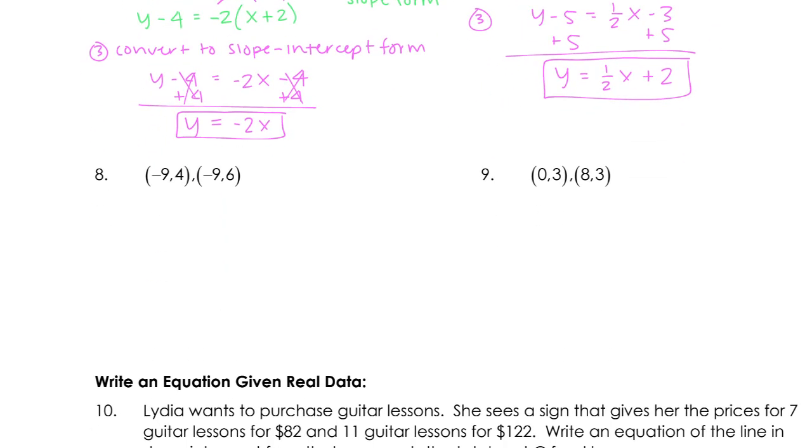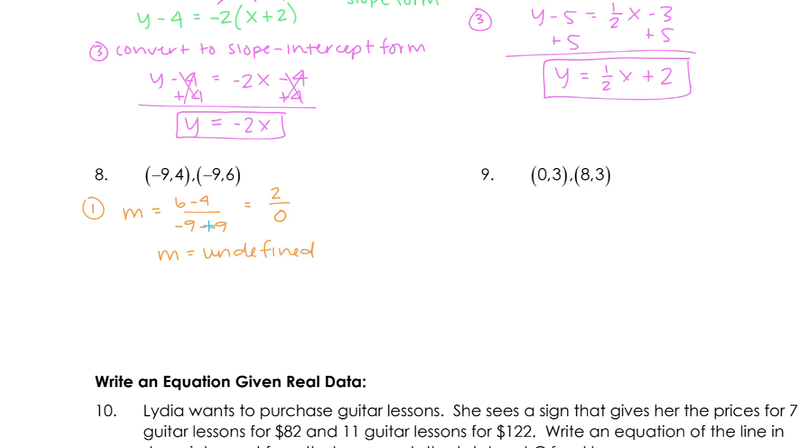Next, we have 8 and 9. So again, step 1, find the slope first. So m equals 6 minus 4 over -9 minus a -9. We have some double negatives there to clean up. So then we have 6 minus 4 is 2 over -9 plus 9, which would be 0. 0 on the bottom. Our slope here would be undefined.